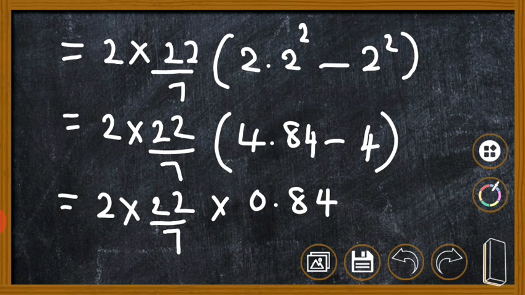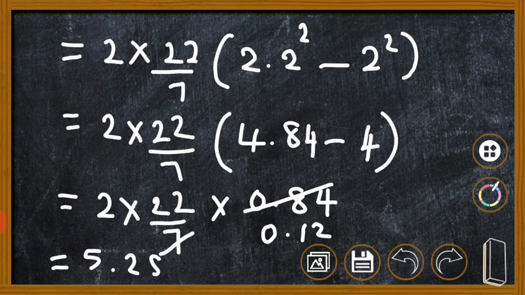And here 7 and 0.84 we can cancel. How many times? 7 goes into 8 one time, remaining 1 and 14, it becomes 14, so it becomes 0.12. So multiply 2 into 22 into 0.12. So you will get 5.28. So this is the sum of the area of base and top. Okay.